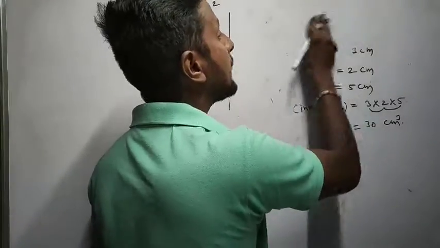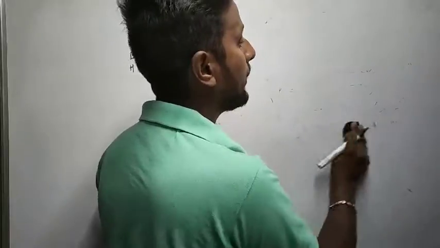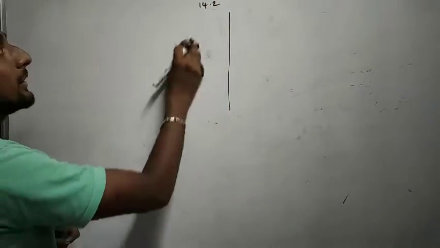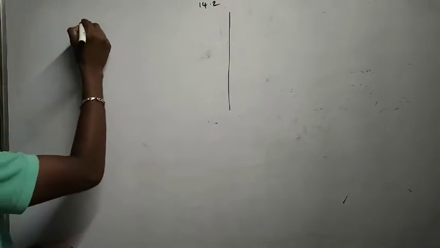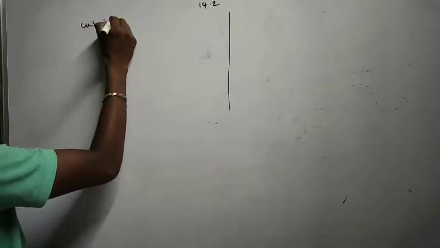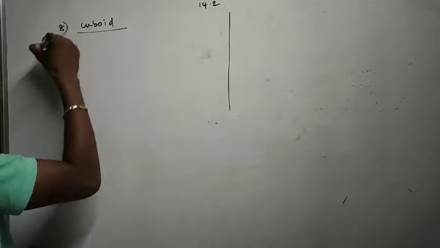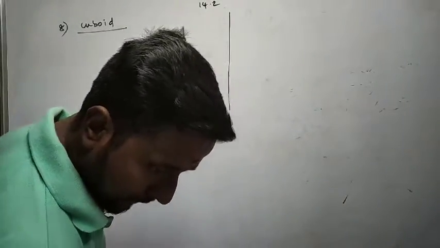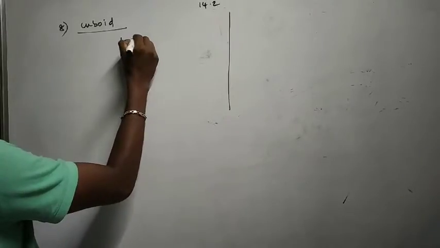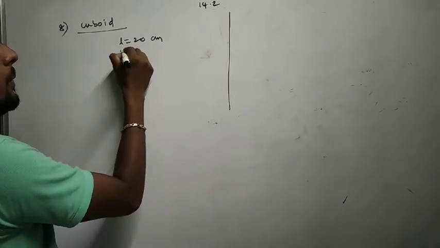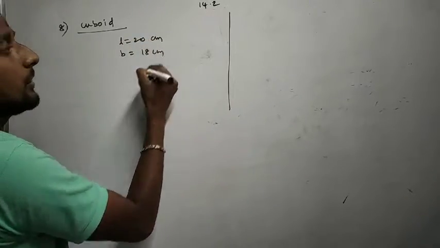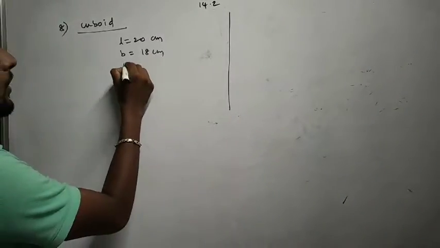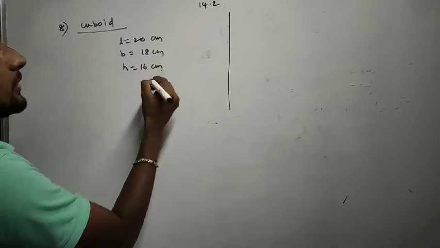How many cubes can you make from a cuboid? Simply, we can understand a cuboid is larger than a cube, correct? It's our 8th problem. The cuboid dimensions are L is equal to 20 centimeters, B is equal to 18 centimeters, H is equal to 16 centimeters.